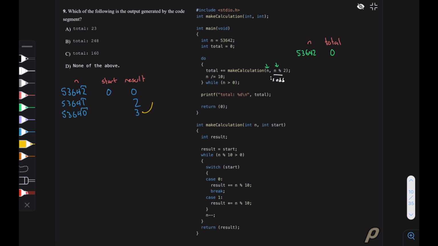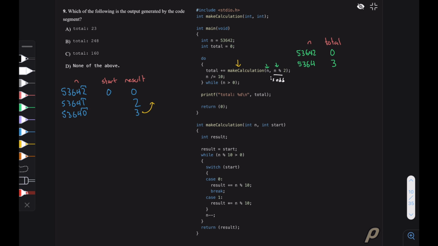So this result gets returned back to where it was called, and it was called in main here at this make calculation function. So that means we're doing total plus equals what was returned. So we're adding 3 to total in main, since that's what gets returned by this make calculation function. And we add that to total, and then we move on to the next line in main, which is n divided by equal to 10, which is just 5, 3, 6, 4 due to integer division. And n is greater than 0, so we gotta do this all over again.